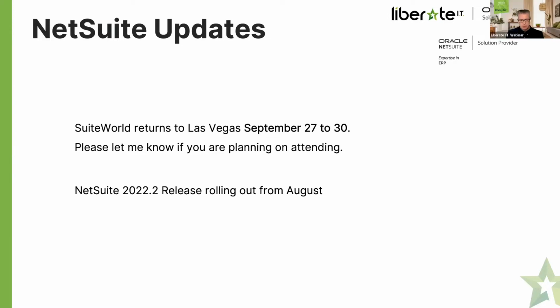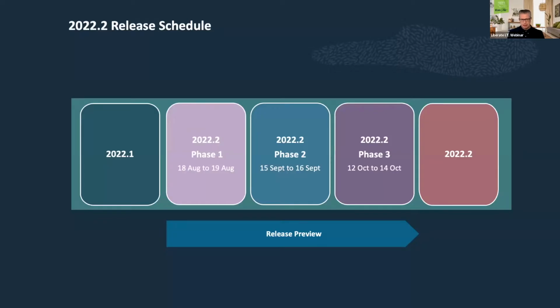NetSuite 22.2 release is rolling out from August. I've got some dates for you. As always, NetSuite does things in 3 phases as the release is rolling out. The first phase is actually this month, 18 to 19 August. Most customers are included in phases 2 and 3.